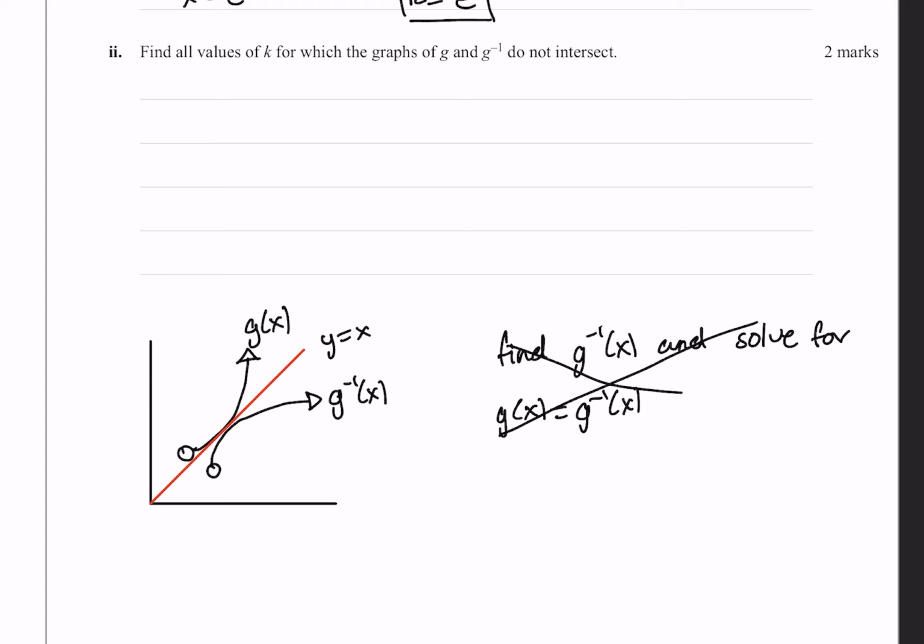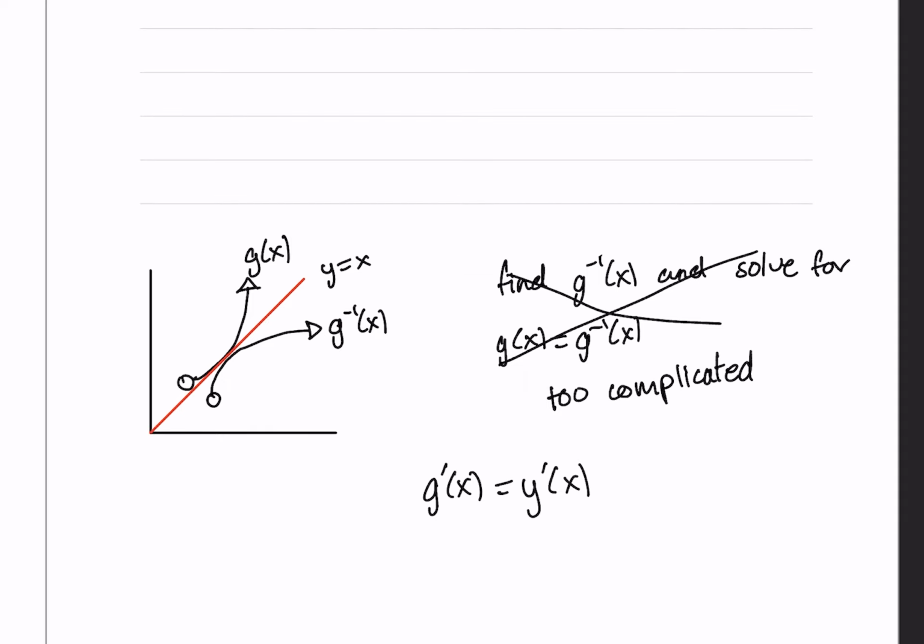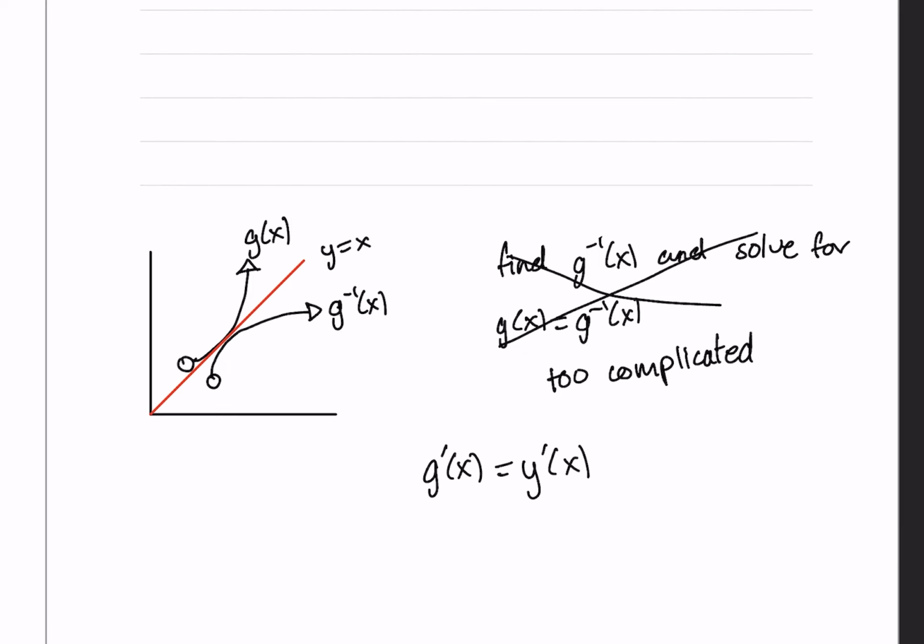So what we could do if we had a calculator is we could find g and g inverse of x and then solve them equal to each other to find what the k value is. But that's way too complicated to do by hand. So what we're going to have to do is what we did before, right? We know that g of x and y equals x, when they touch, are going to have the same tangent, because y equals x will be tangent to g of x. So they're going to have the same derivative.